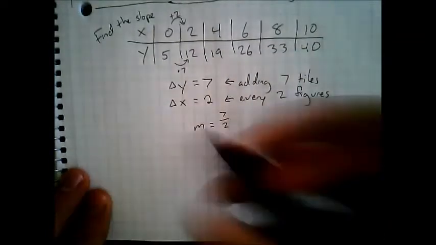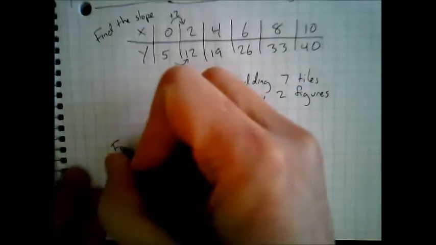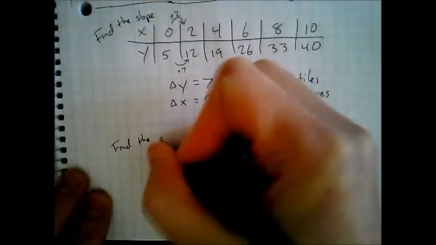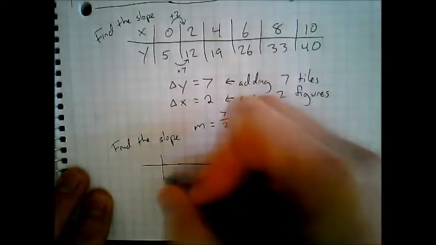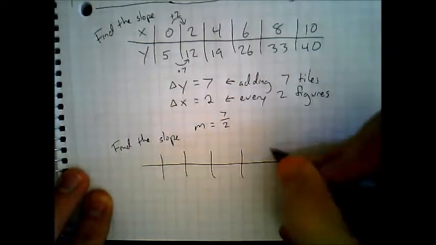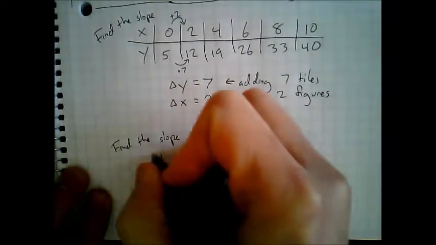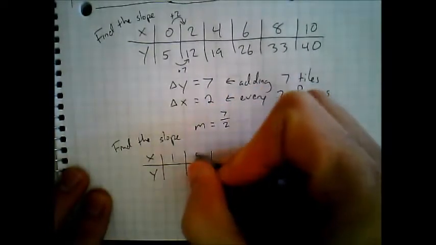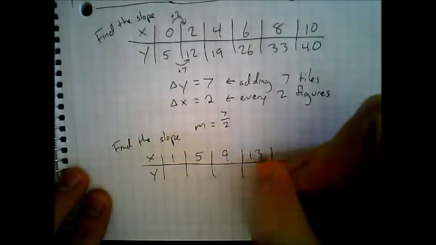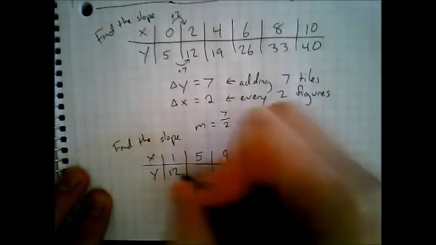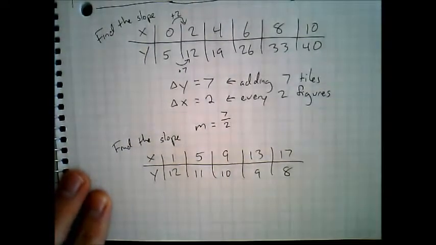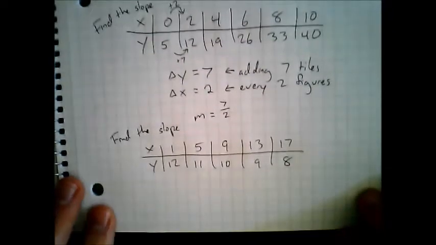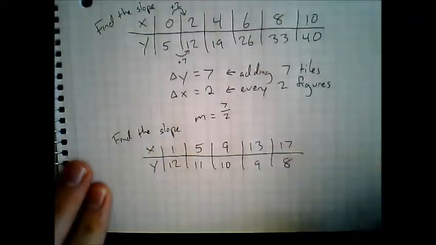Okay, next example. We want to find the slope of this line. So we have our new table. The directions are to find the slope.